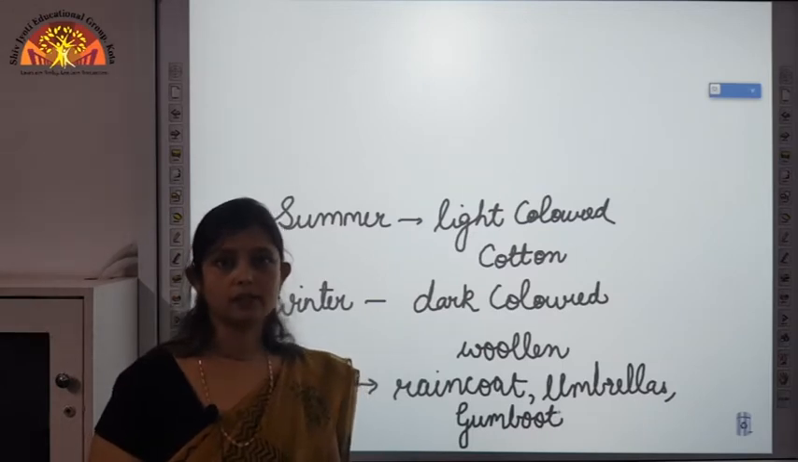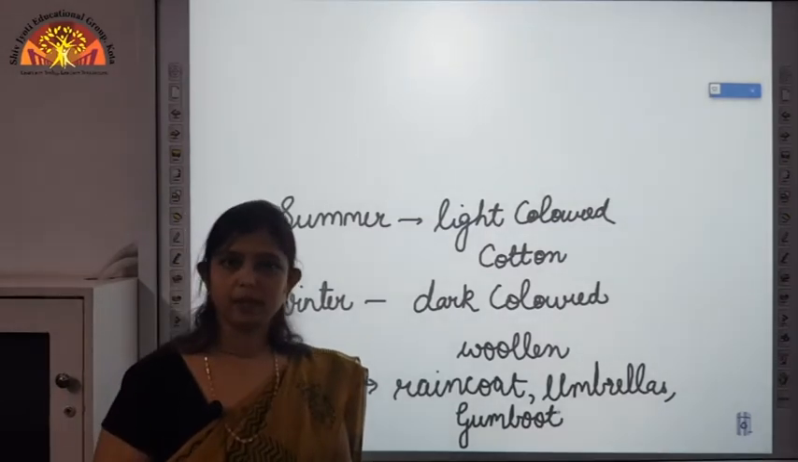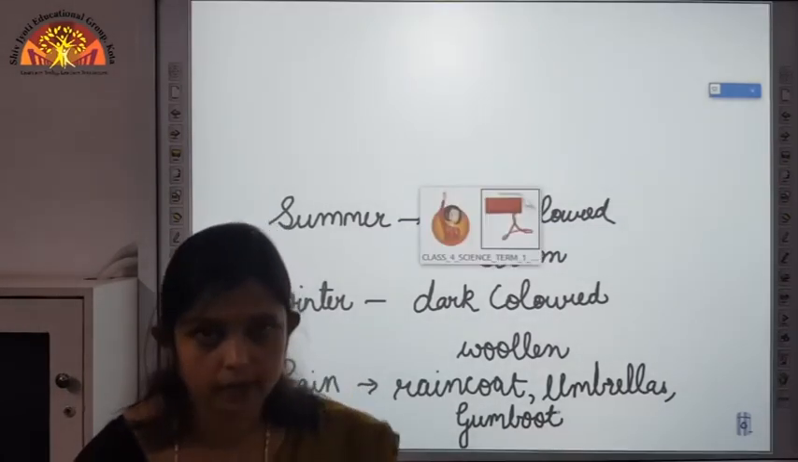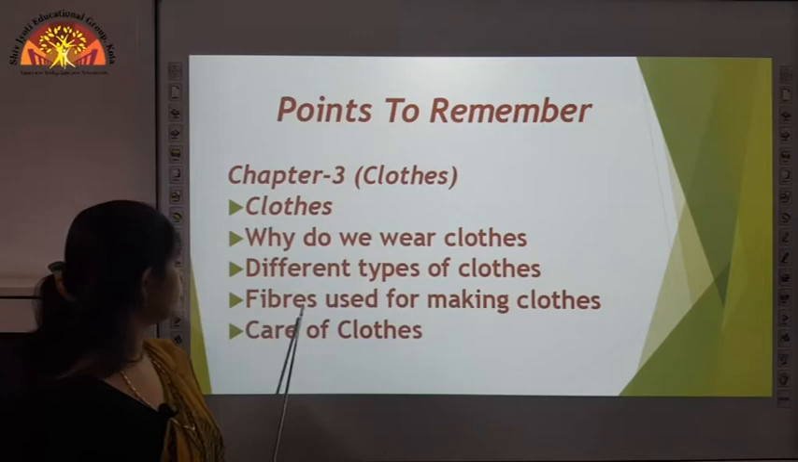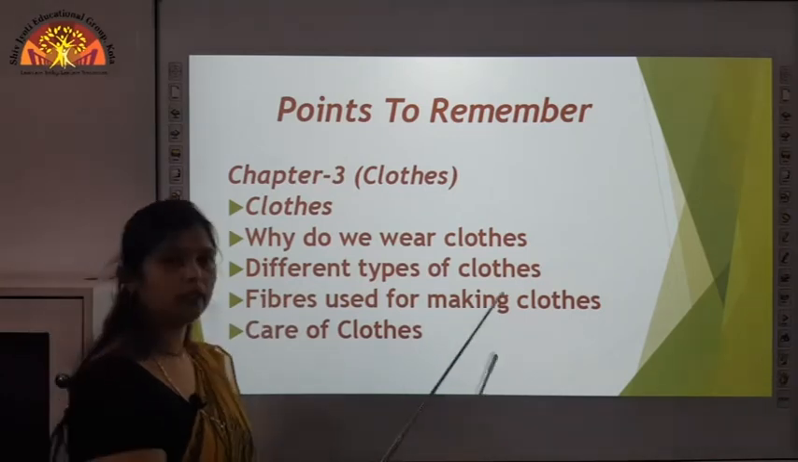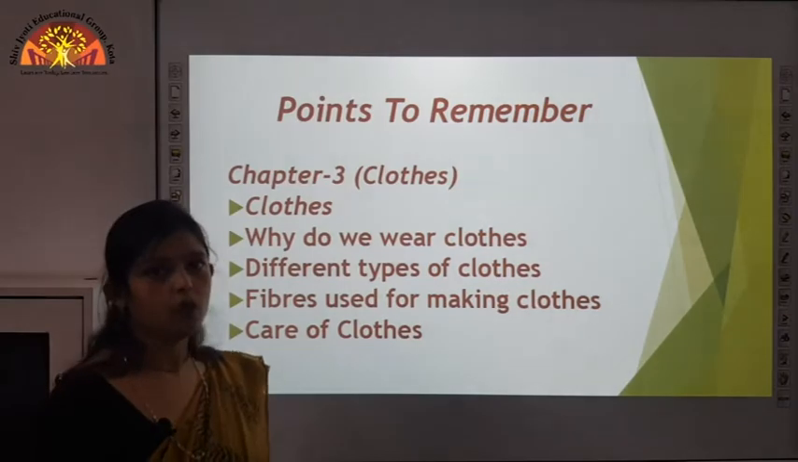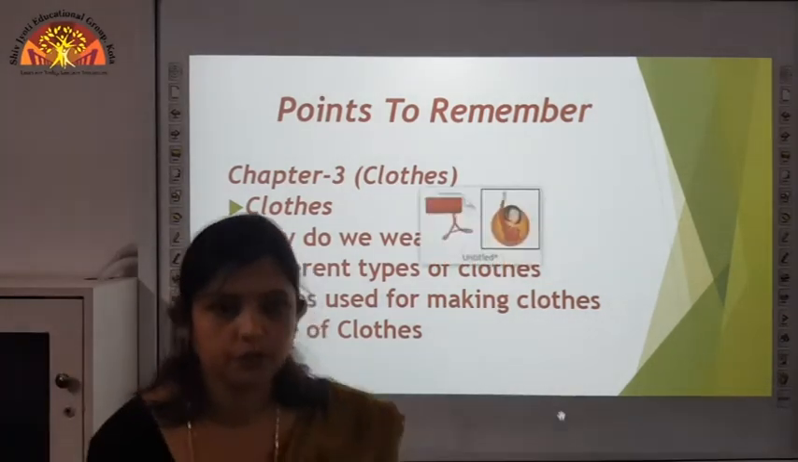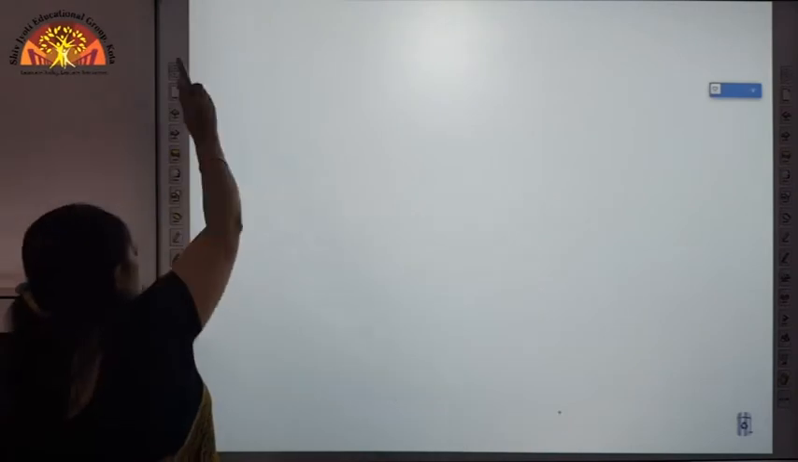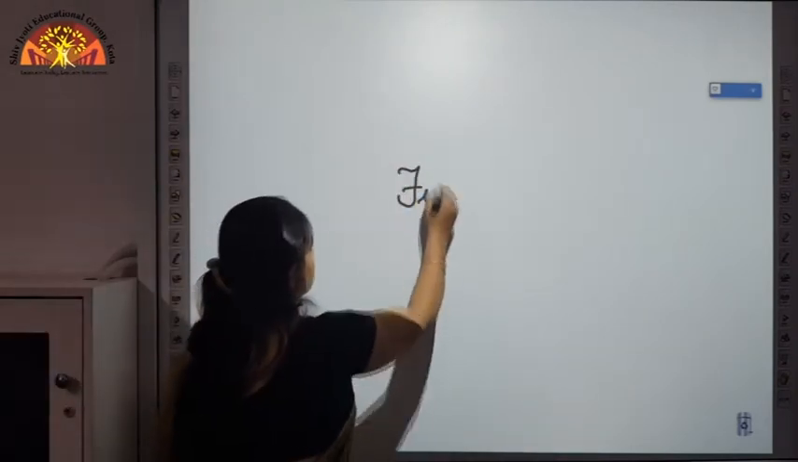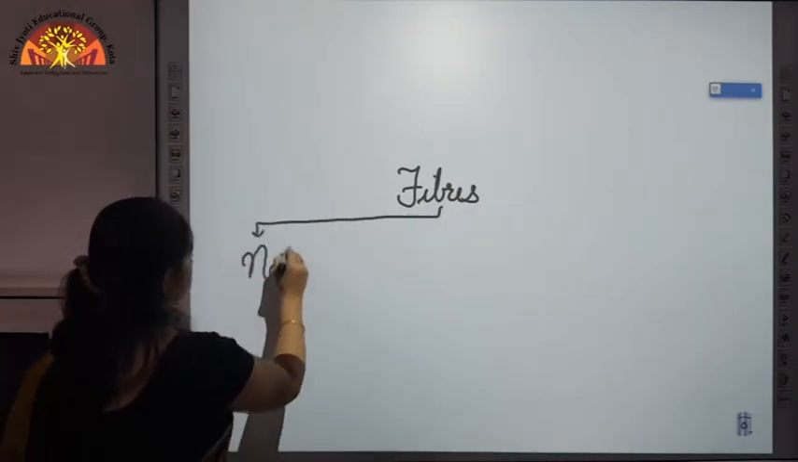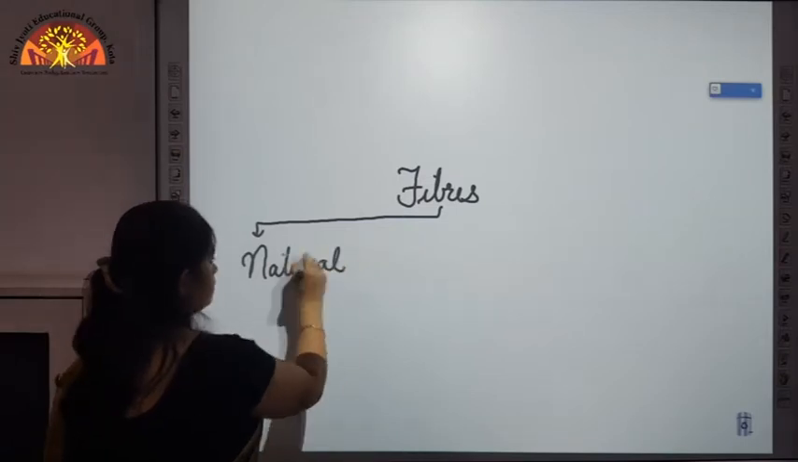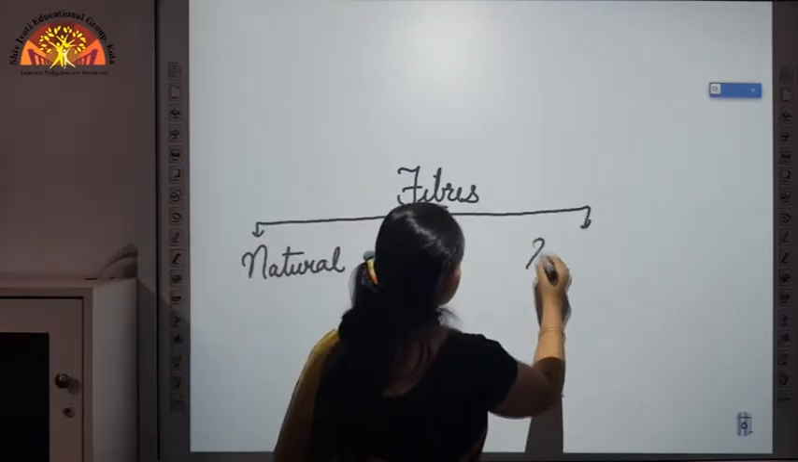Now how these clothes are made, what things these clothes are made of. So clothes are made up of thin threads, thin threads which are called as fibers. You can see over here fibers which are used for making clothes. Now there are two different types of fibers. These are natural fibers and the second category is synthetic fibers.